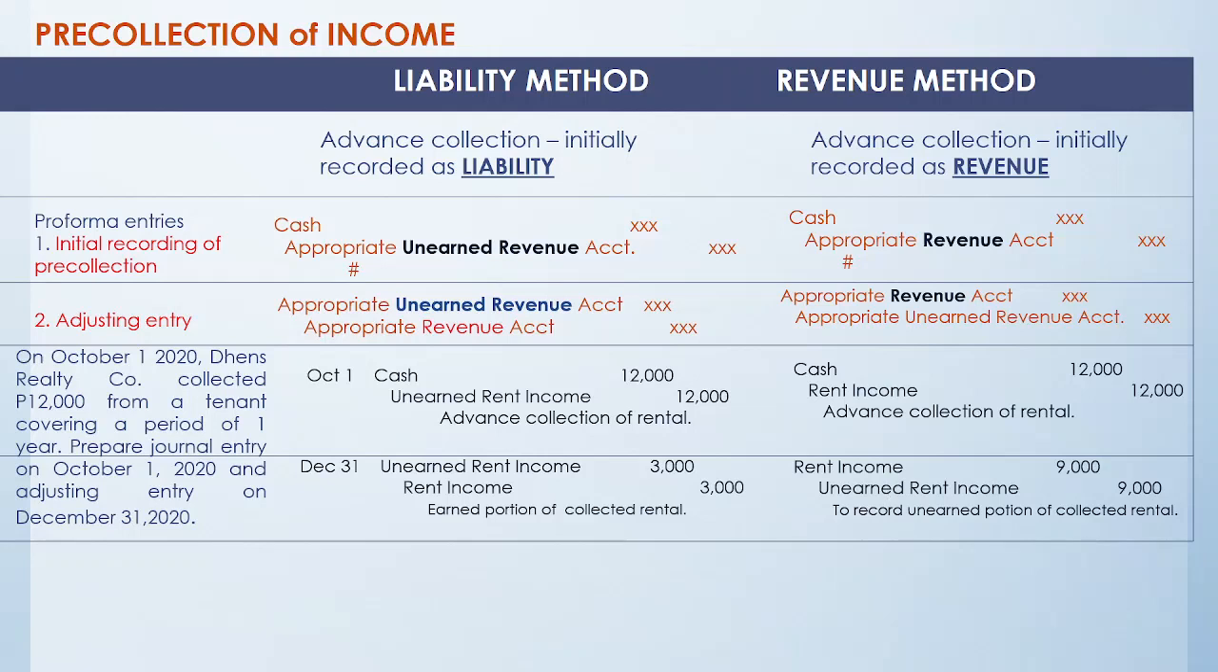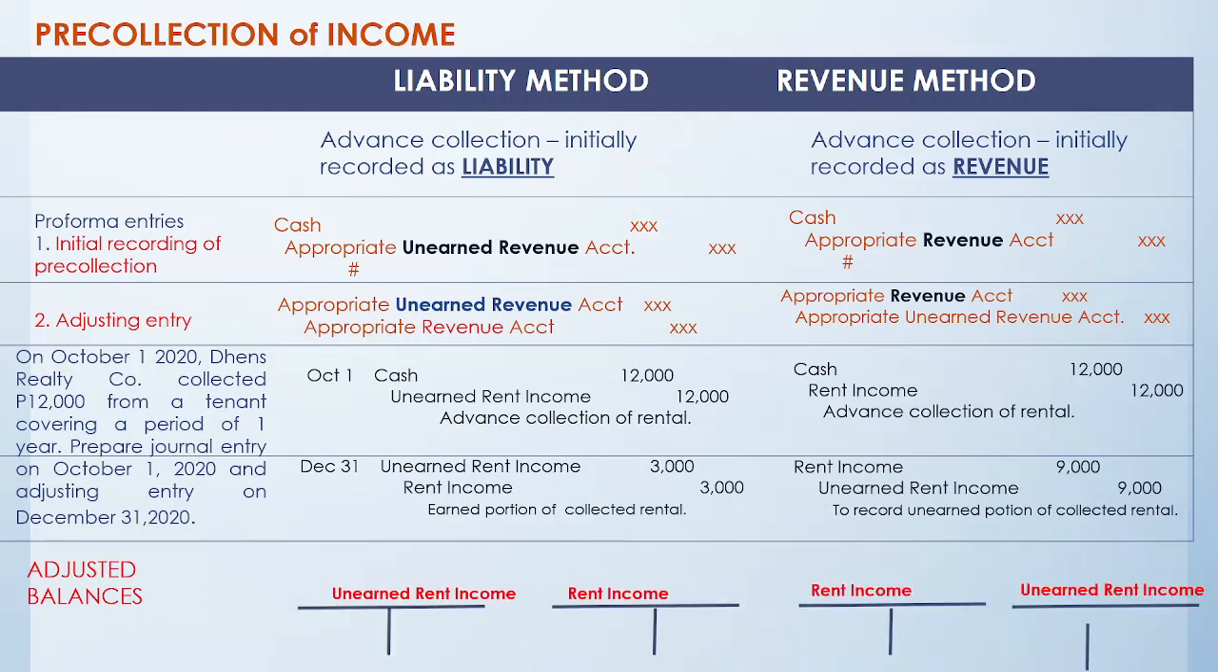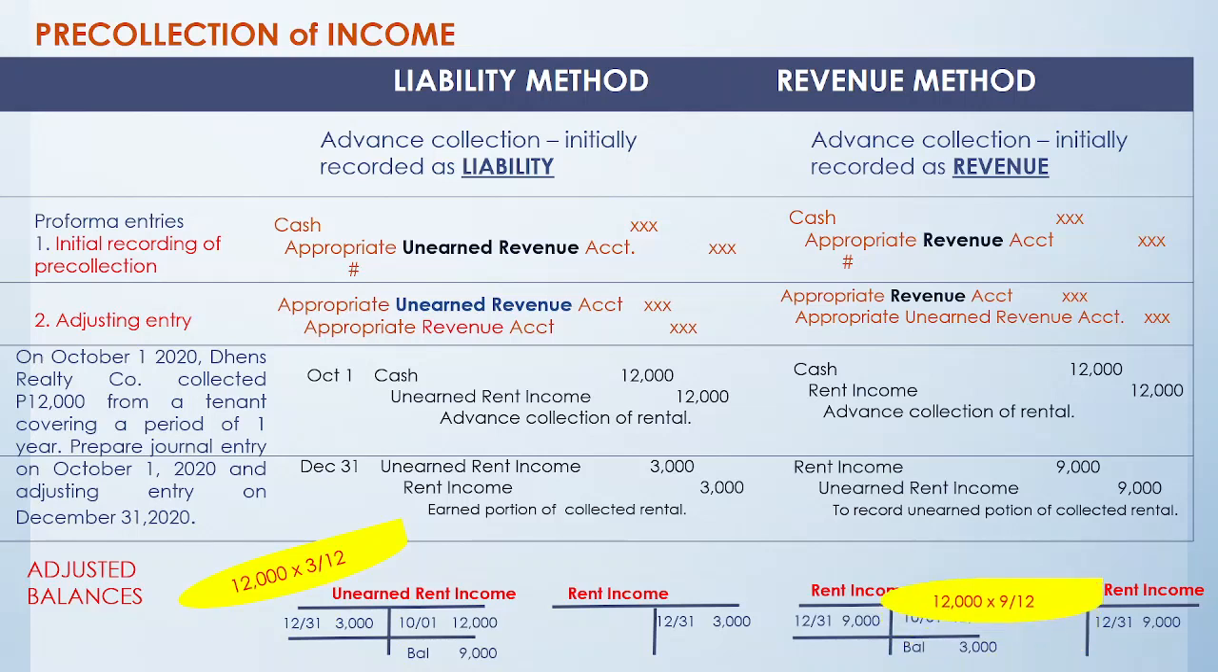Regardless of the method that we were using, of course, the adjusted balance that we can derive for the period ended December 31, 2020 is just the same as what I presented to you a while ago when we discussed prepayments of expenses. So as you can observe here, the unearned rent income is the same with this one. The rent income is the same with the revenue method.